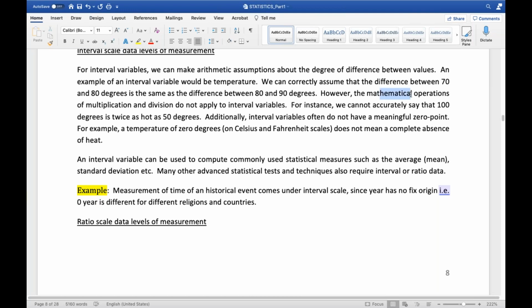Even though it is interval data, sometimes we cannot apply multiplication and division, guys. We can do only addition and subtraction. Because it is interval data, we cannot apply multiplication and division. For instance, we cannot accurately say that 100 degrees is twice 50 degrees. Additionally, interval variables often do not have a meaningful zero point. For example, a temperature of 0 degrees Celsius or Fahrenheit does not mean a complete absence of heat.